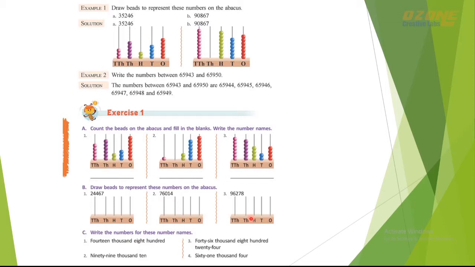C. Write the numbers for these number names. Some number names are given. We need to write the numbers. So 14,800. So like that we can do the other questions also.